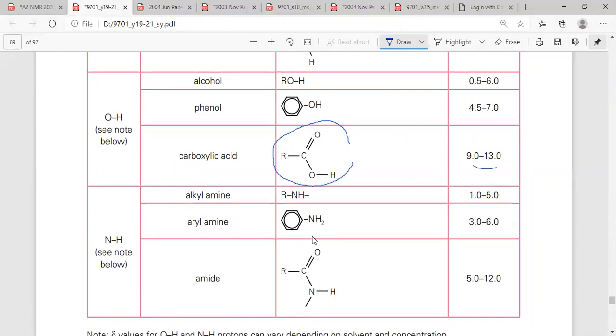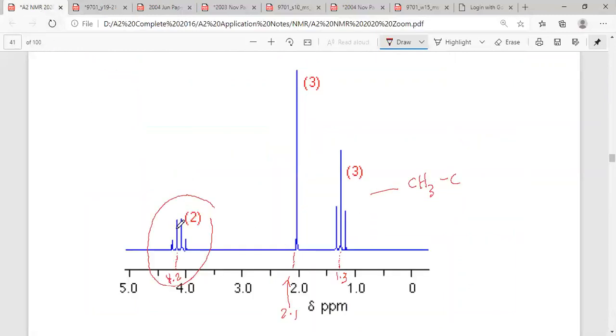So it cannot be a carboxylic acid, because it doesn't have such a high value. So it has to be an ester. Now remember, you can see that the 1.3 means it's for CH3.